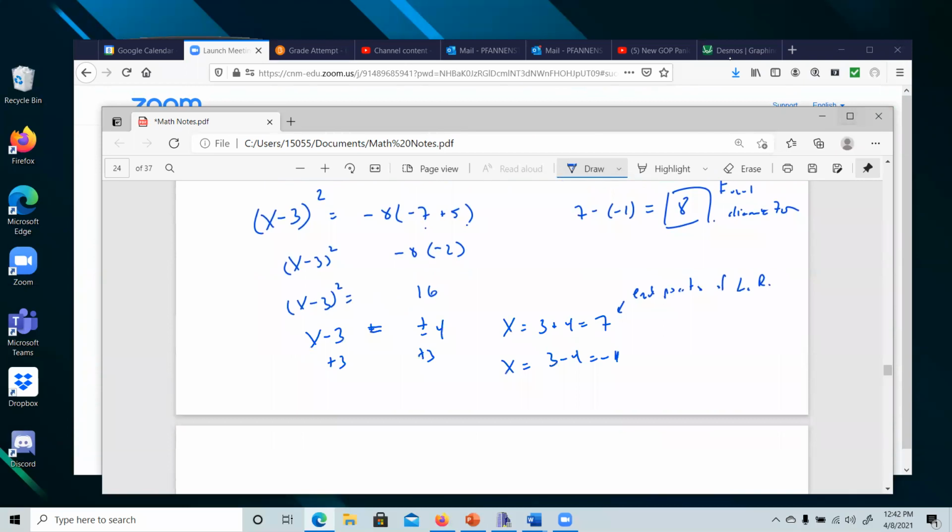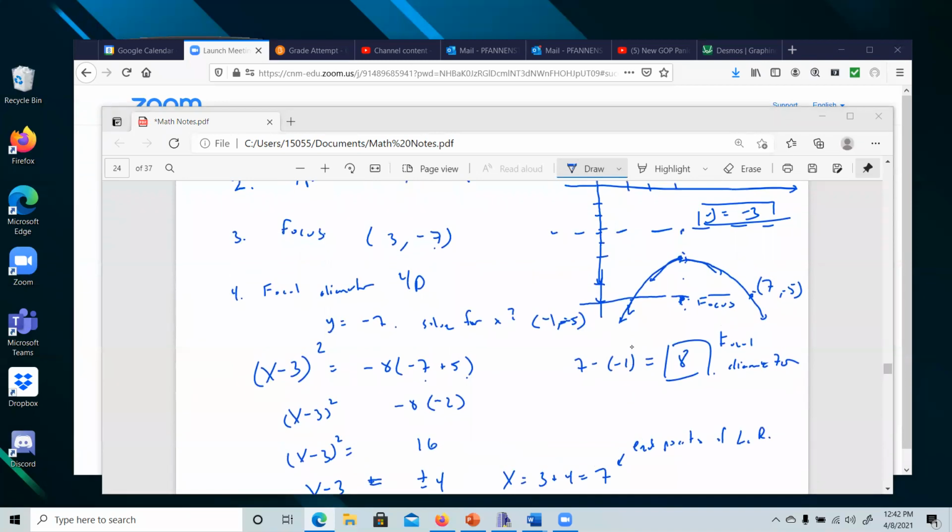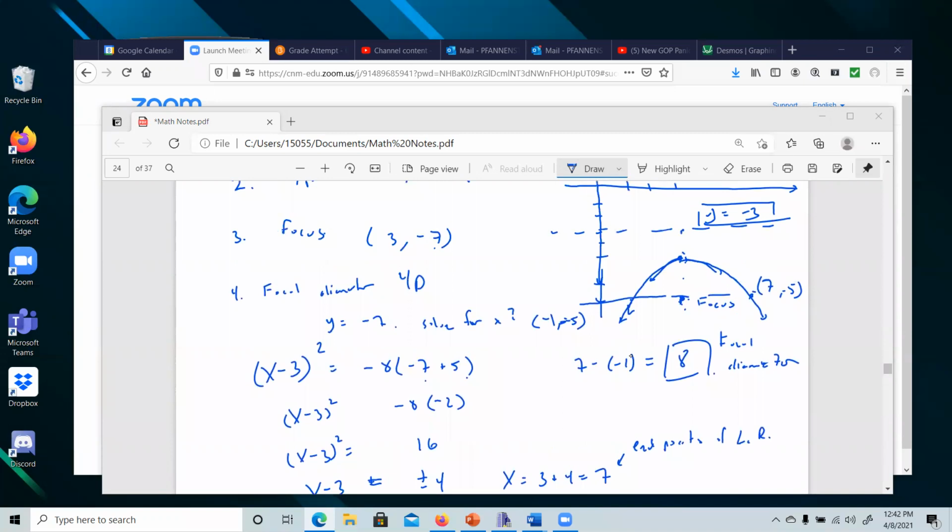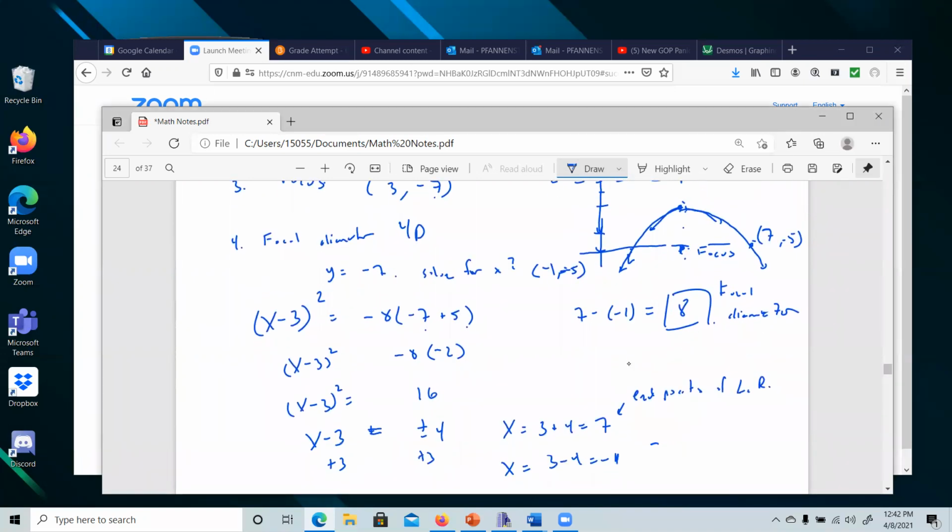So wait, where are we? Yes, the focal diameter was 8 because our x values were at 7 and -1, and y is not changing. So it's 7 minus -1. That's how we got the 8 for the focal diameter. So for the focal diameter, just take the 2 x values that you have and subtract them, or go the other way. Okay, you bet.